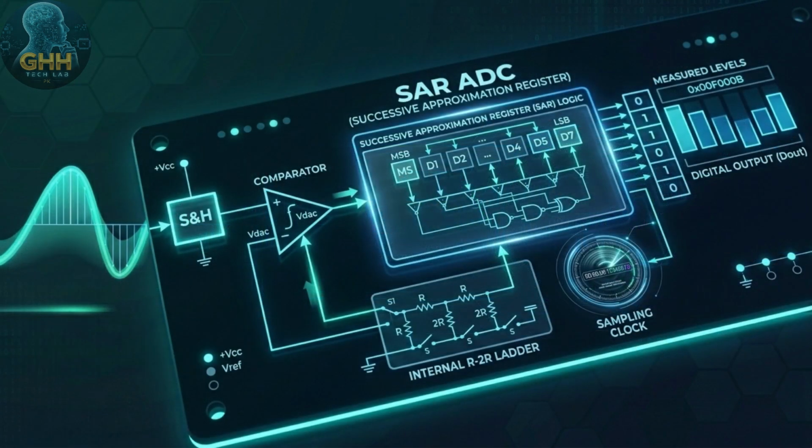Most microcontrollers use SAR ADCs, which act like a balance scale, quickly testing different values until they find the closest match to the input voltage.